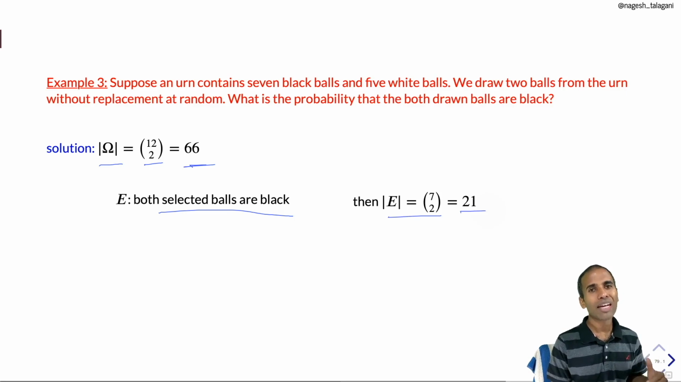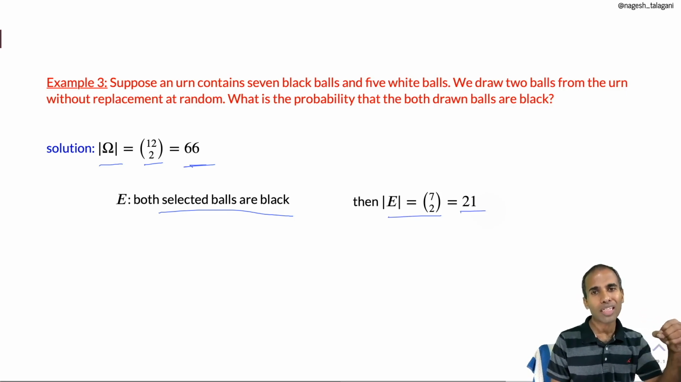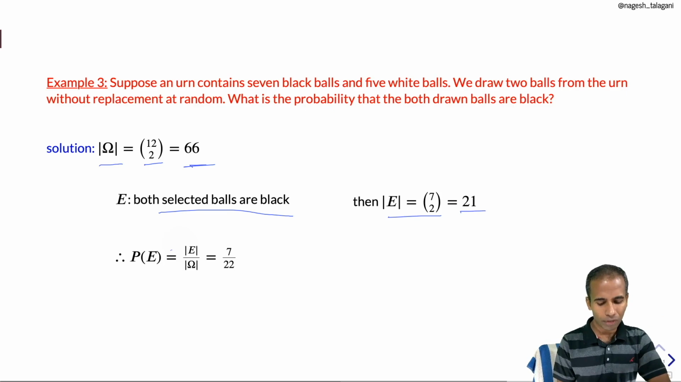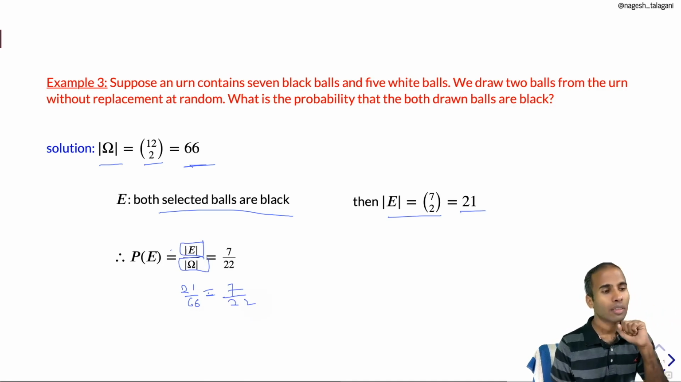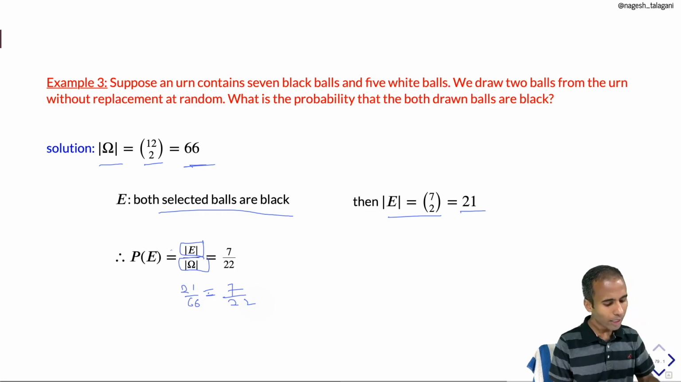Now we can use the classical definition of probability because we are picking these two balls at random. So we can assume outcomes are equally likely. So the probability of E is going to be the number of elements in E by the number of elements in Ω, which is 21 by 66. This is the same as 7 by 22. Okay, this is the answer, 7 by 22. There is another approach to answer this question using the multiplication theorem. Okay, let me show you.